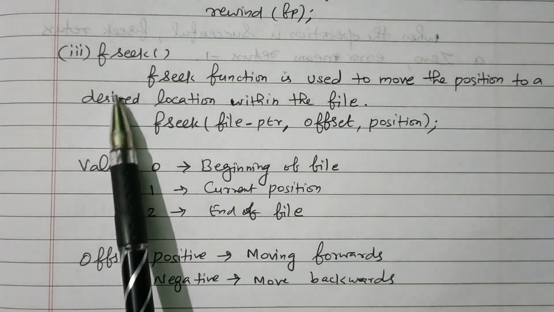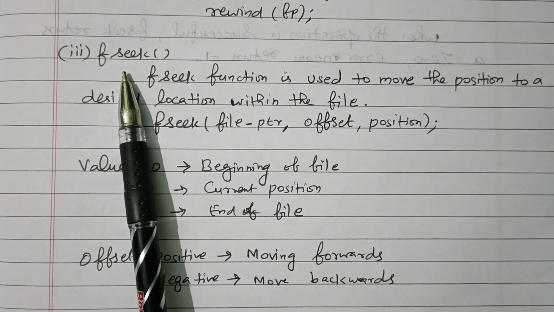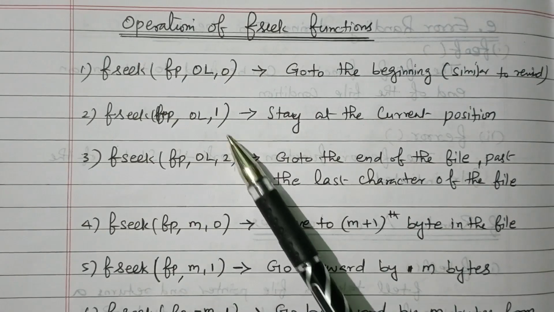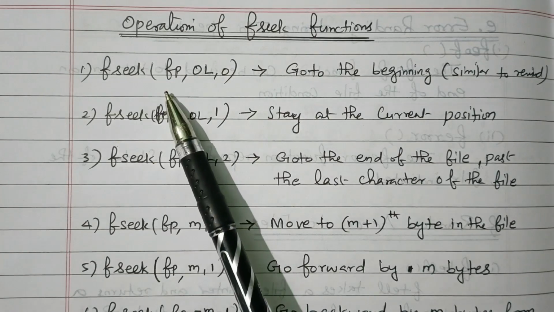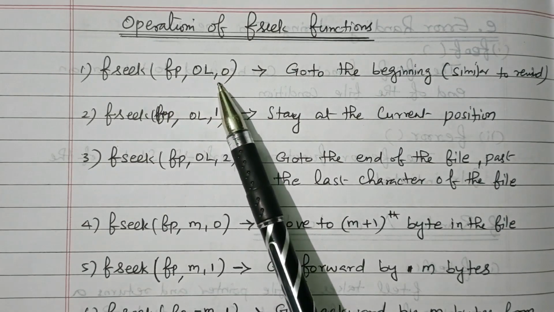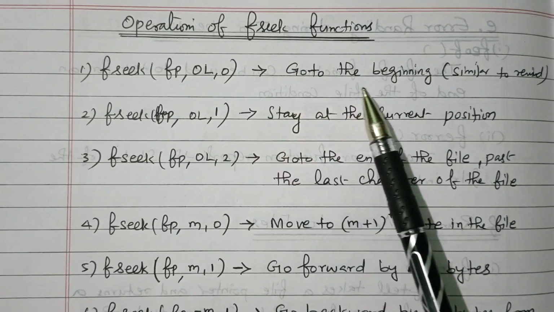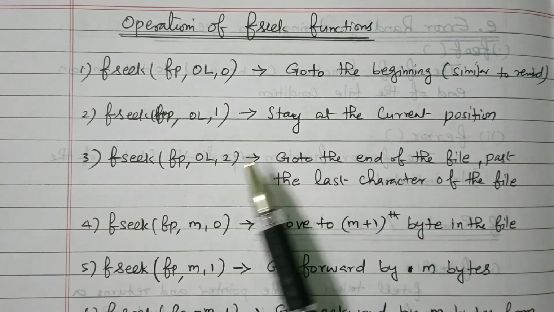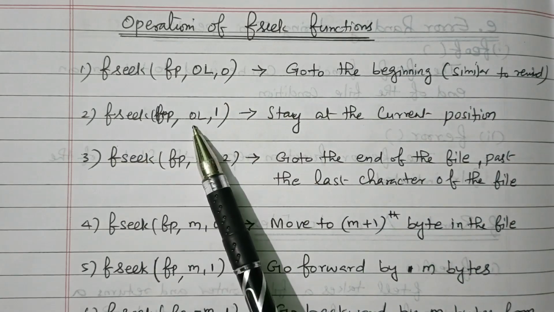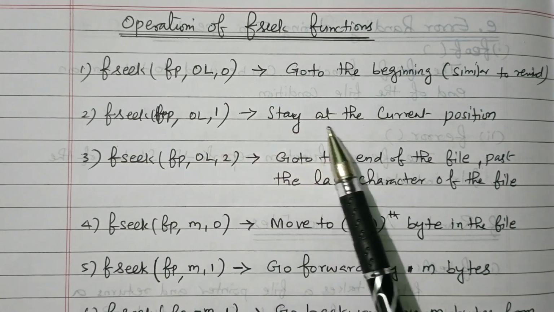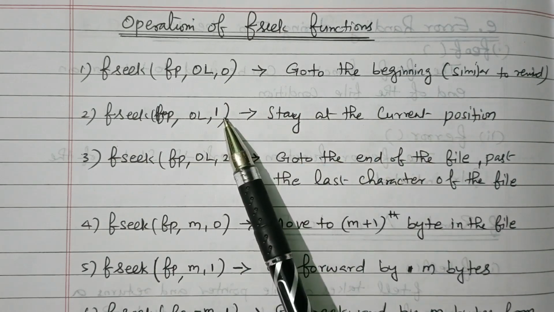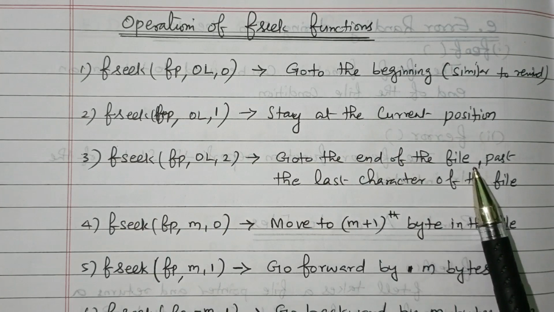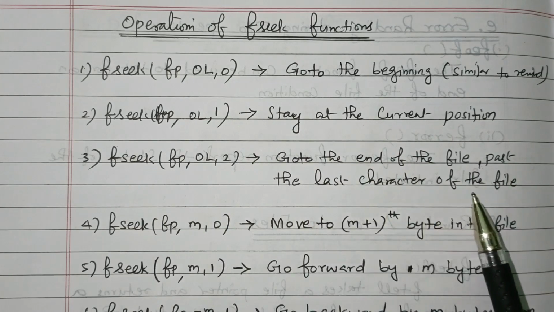Now we will see what are the possibilities, what are the further operations performed by the fseek function. First one, fseek(fp, 0, 0). Go to the beginning of the file, very similar to rewind. 0 refers to the beginning of the file. fseek(fp, 0, 1), it will stay at the current position. 1 is to stay at the current position. fseek(fp, 0, 2), go to the end of the file, past the last character of the file.